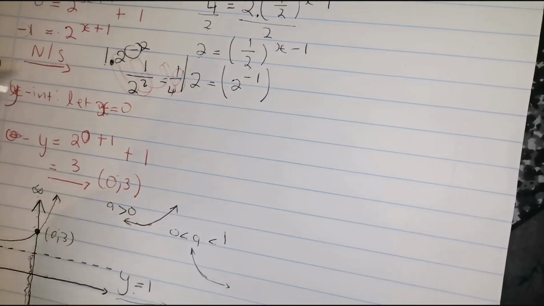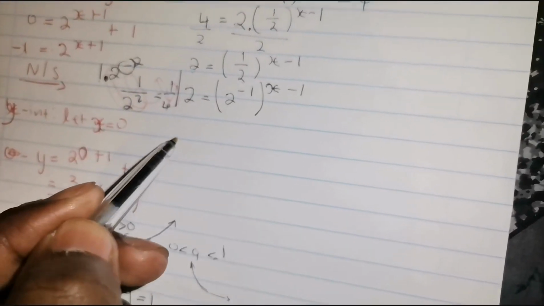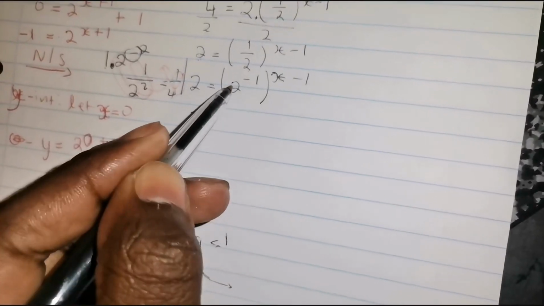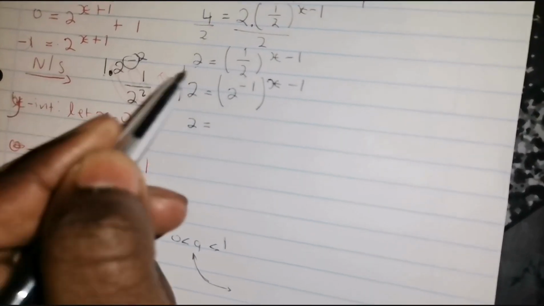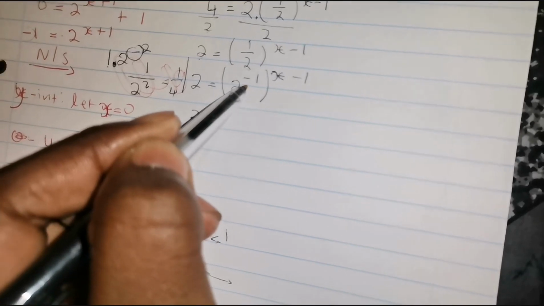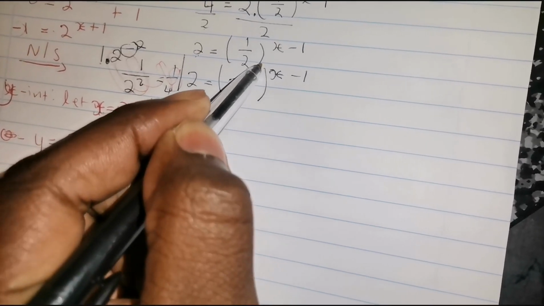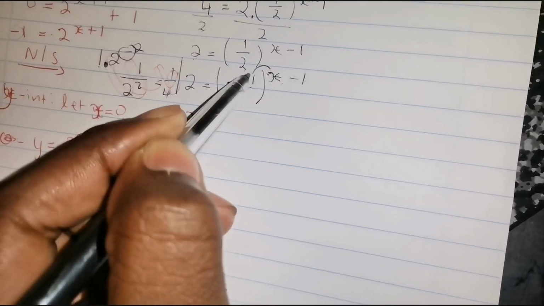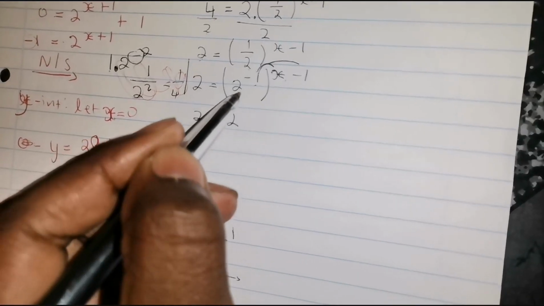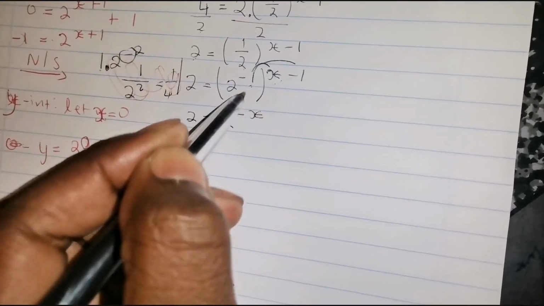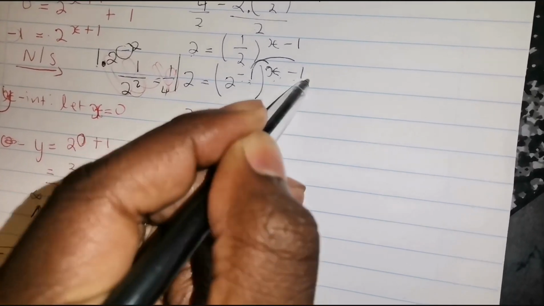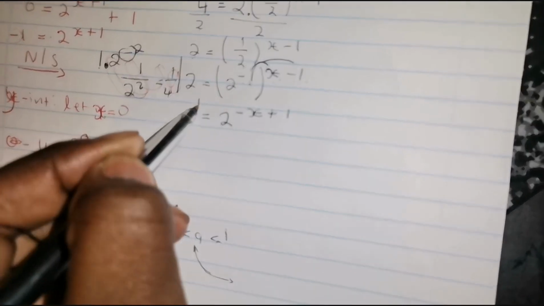Let's come back here. So we're going to have x minus 1 equals 2. You know the rules of exponents: whatever exponent is inside the bracket should multiply whatever exponent is outside the bracket. The negative 1 is going to multiply x. Negative 1 is going to multiply negative 1 also. Simple. So we're going to have 2 to the power negative 1 times x, which is negative x. Negative 1 times negative 1 is positive 1. Then it's 2 to the power 1.